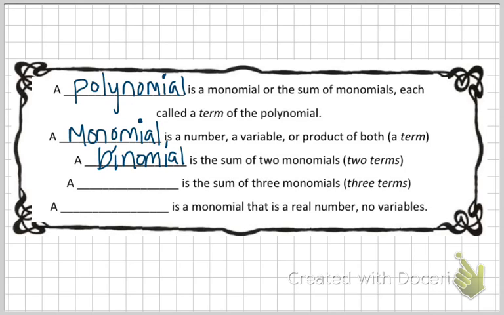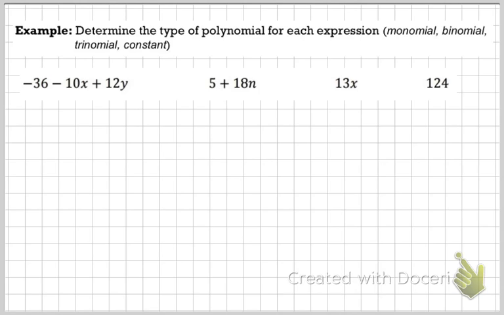Next one, a blank is a sum of three monomials, three terms. So this would be a trinomial. And finally, a blank is a monomial that is a real number, no variables. So if it's just a number, then that's our constant, something that has been mentioned since the beginning of the year. What we're going to do is determine what from here is considered a monomial, a binomial, a trinomial, and a constant.